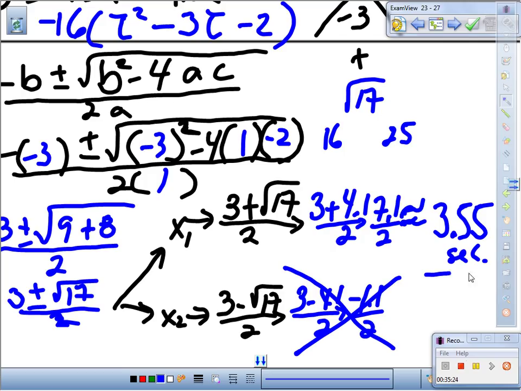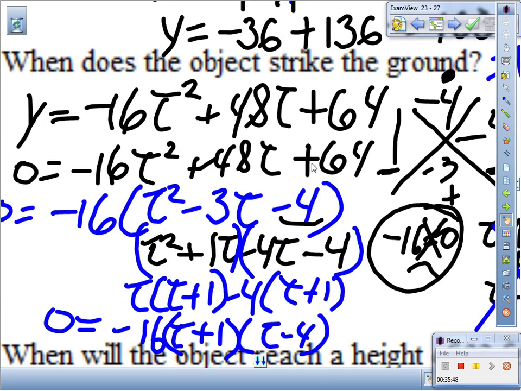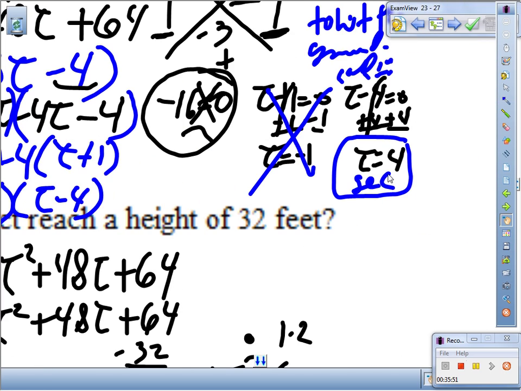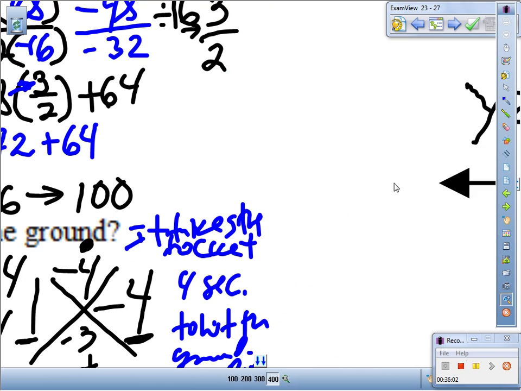So what does this mean? Tell your neighbor, please. Okay, let's see if it makes sense. Let's go over the entire problem. How long did it take the object to strike the ground? To strike the ground, we said it took 4 seconds. How long did it take the object to hit maximum height? 1.5 seconds. Let's look at our graph, the little graph that I made.